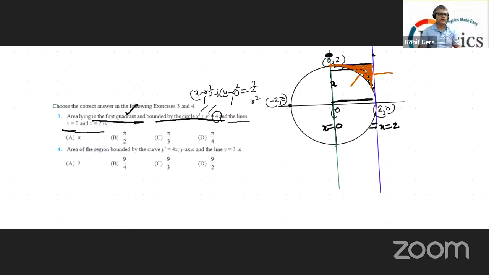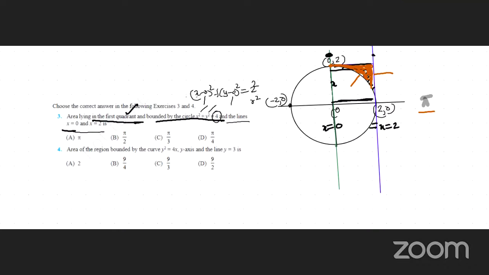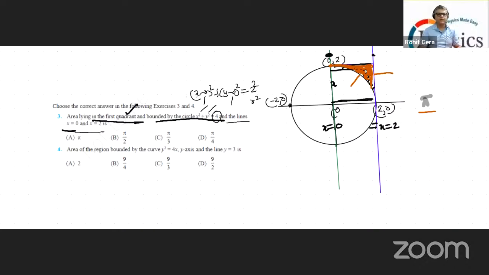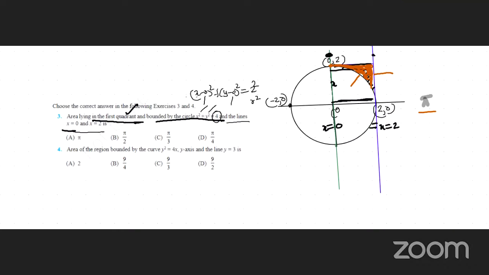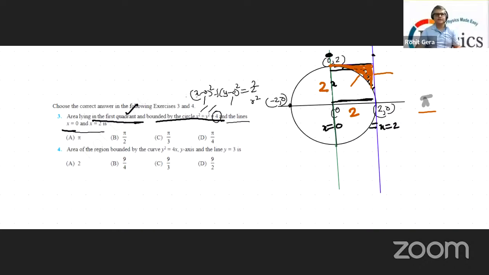So the area of the first quadrant is pi r square by 4, right? Where r is 2, so it is only pi. Then the area of the square is 2 into 2, 4. This is 2 and this is also 2, so the whole area is 4. So 4 minus pi.